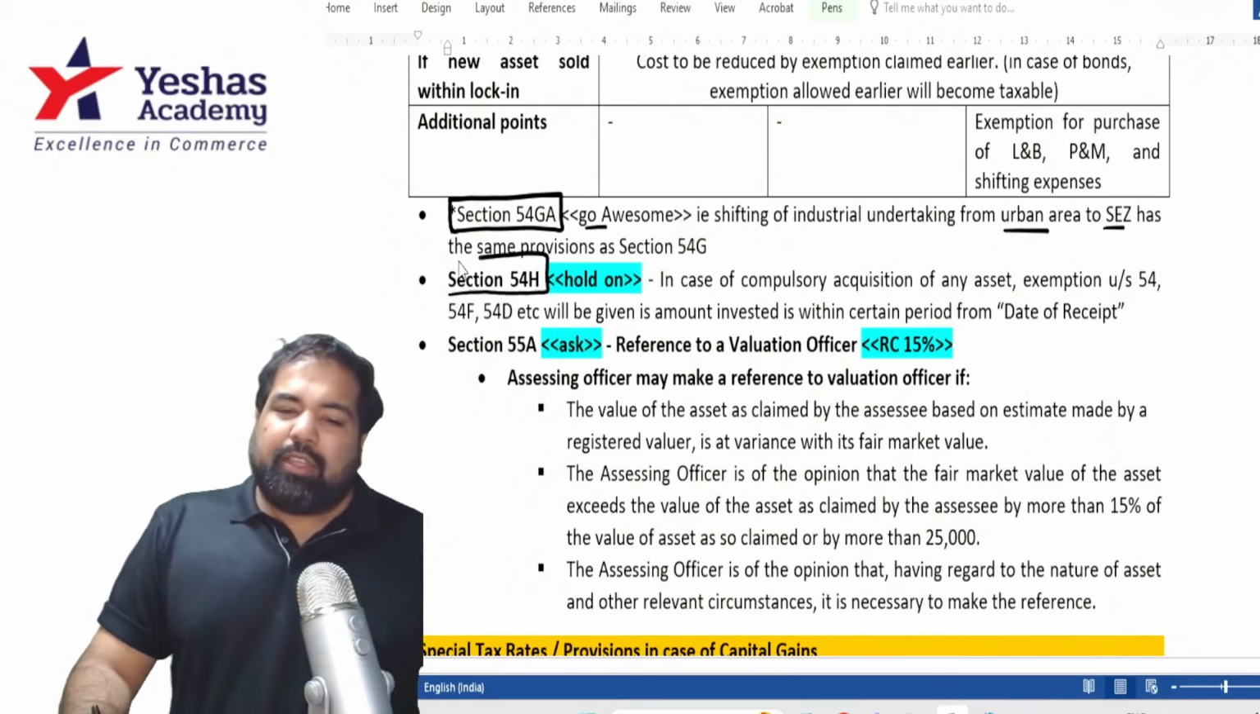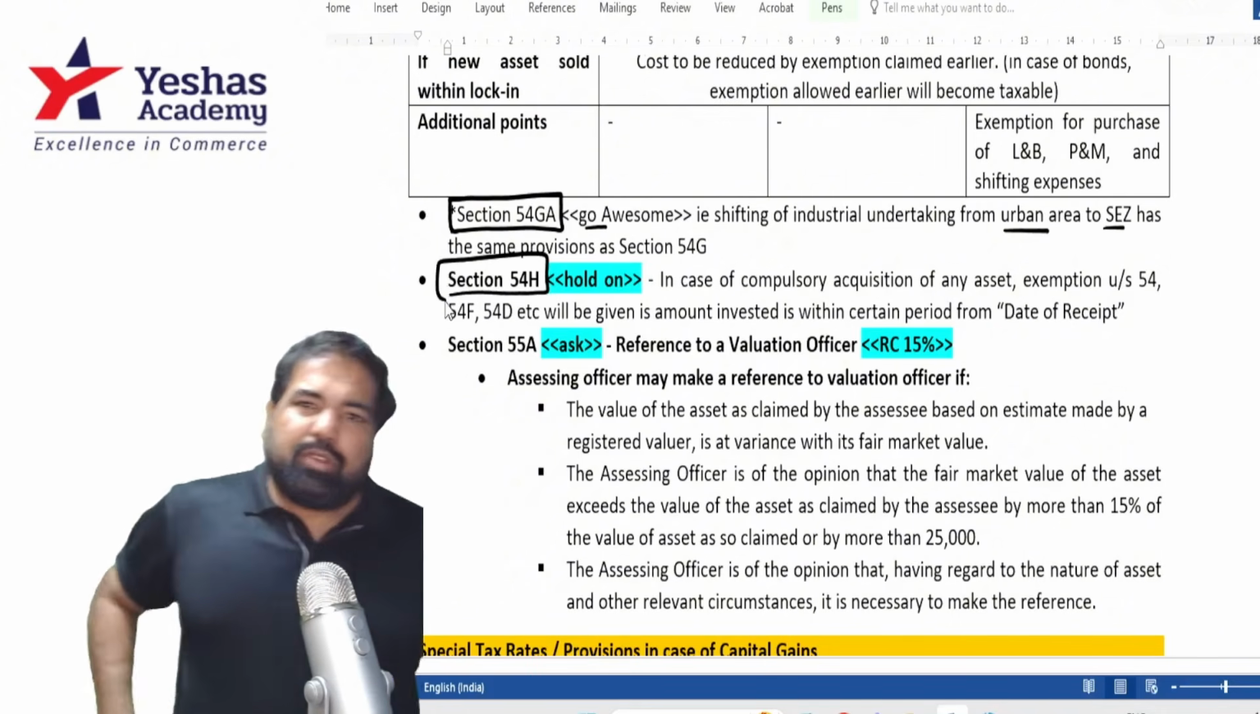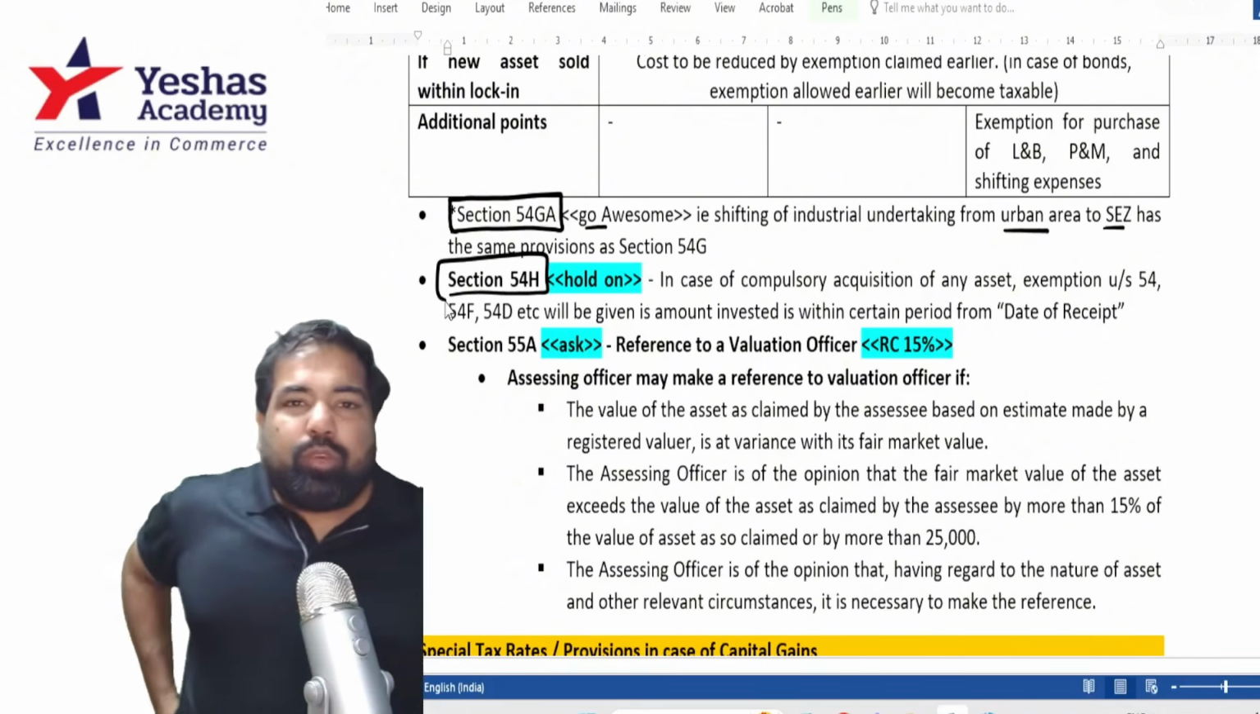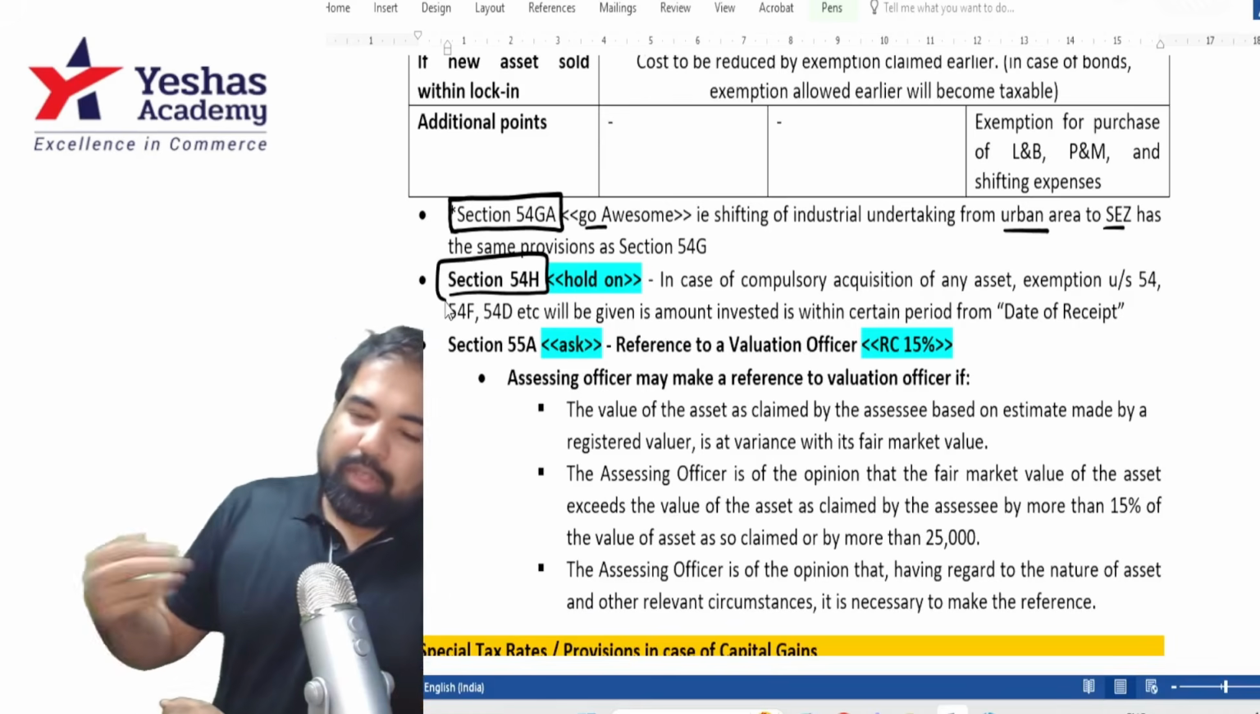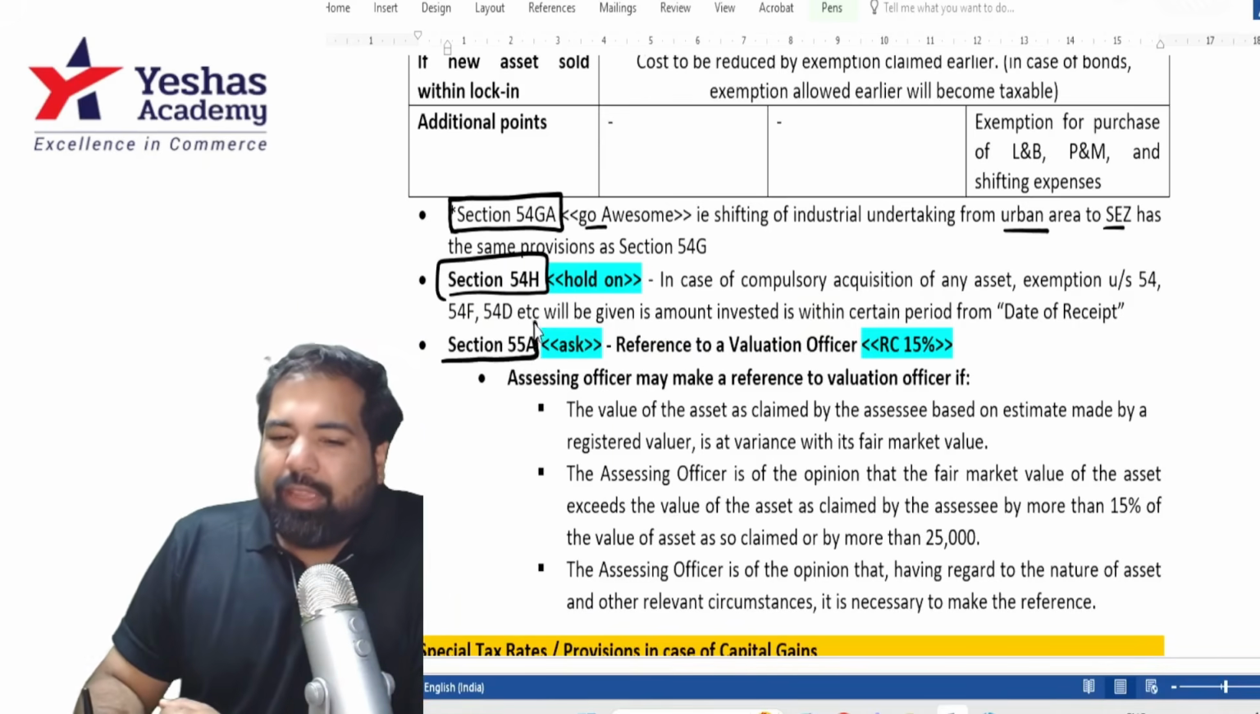Basically, the government says that, listen, in case of compulsory acquisition, if the government has acquired a property, then you need to calculate it only after you've received the money. And 55A, what does this mean?